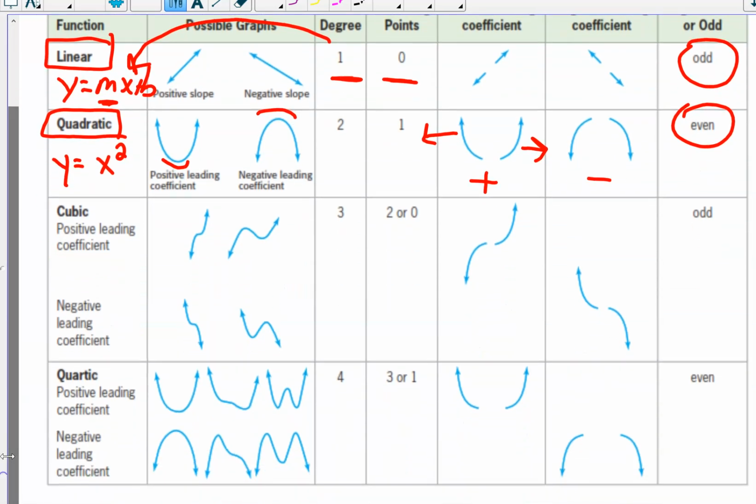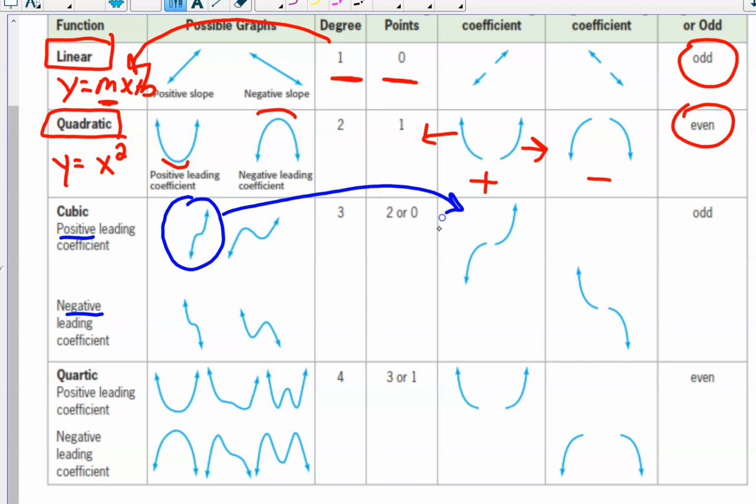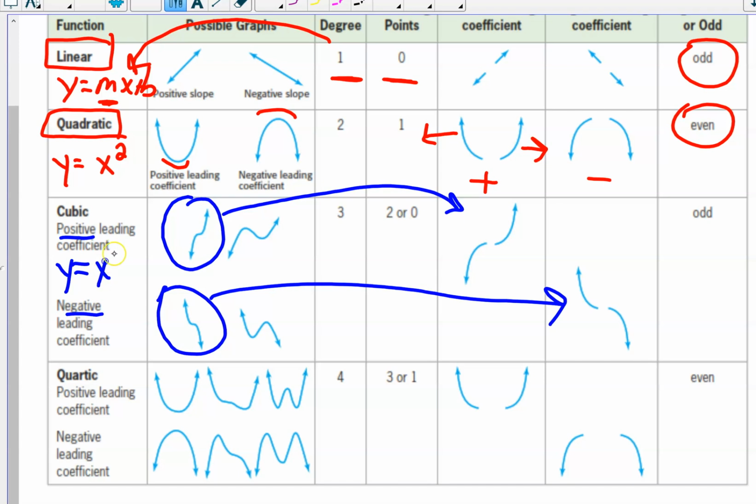Next one is cubic. So we have a positive leading coefficient and a negative leading coefficient. A positive leading coefficient looks like this graph right here, or this one. And notice the end behavior. It goes to negative infinity down here and it goes to positive infinity there. Versus the negative leading coefficient is just the opposite. It goes from positive infinity down to negative infinity. And cubic is y equals x cubed. It has an odd exponent. It has a degree of 3.